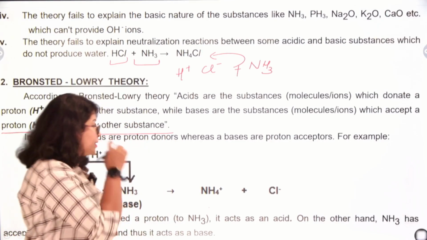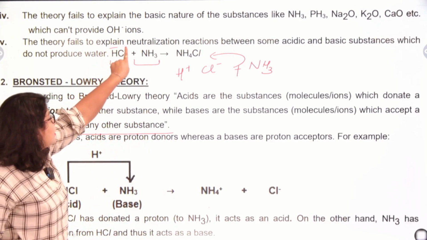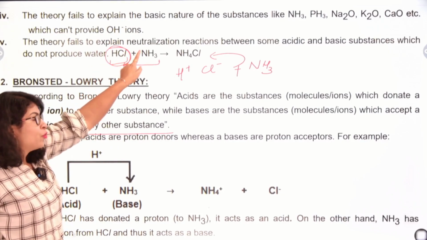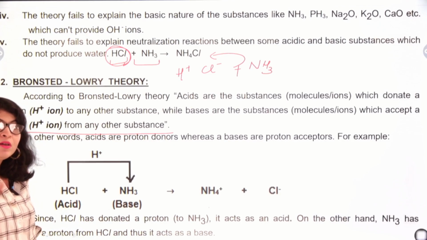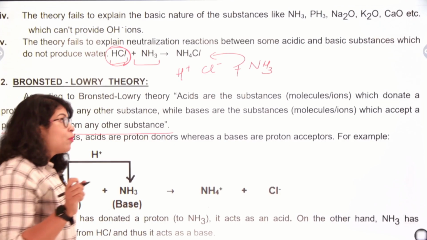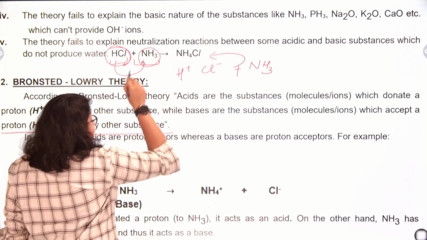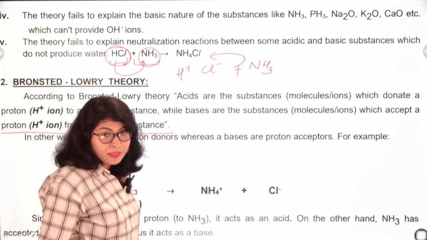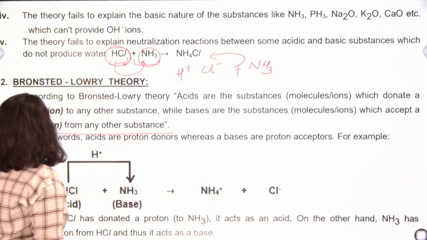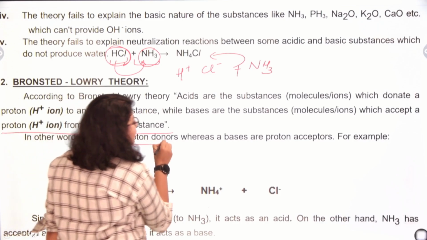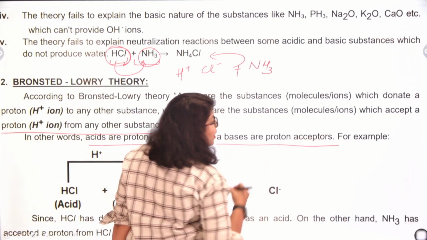So if I see this reaction, here HCl has a tendency to give one H+ to ammonia, and as ammonia has a lone pair, through that lone pair ammonia has a tendency to take up this H+ to give you ammonium ion, NH4+. In other words, acids are proton donors, whereas bases are proton acceptors.